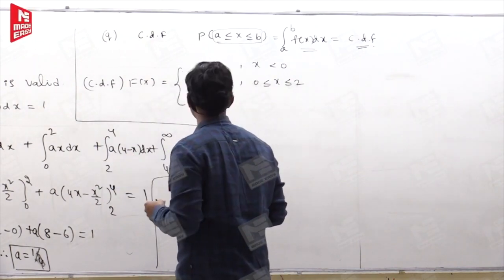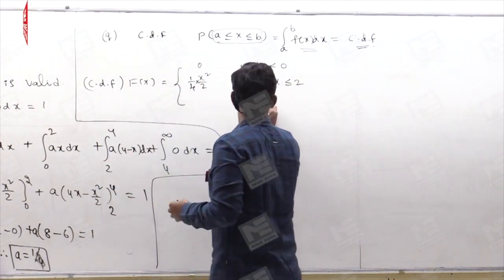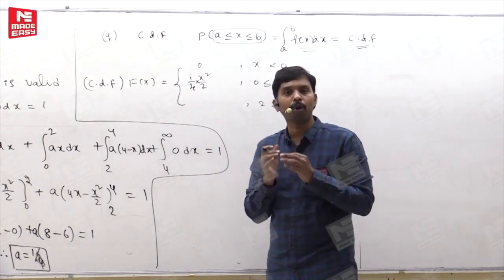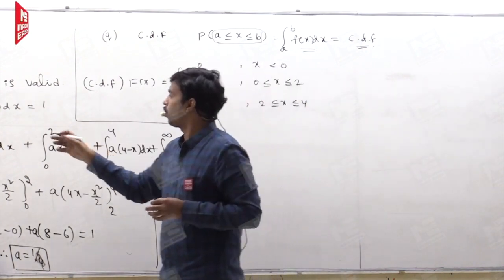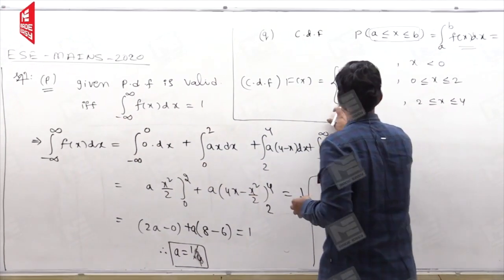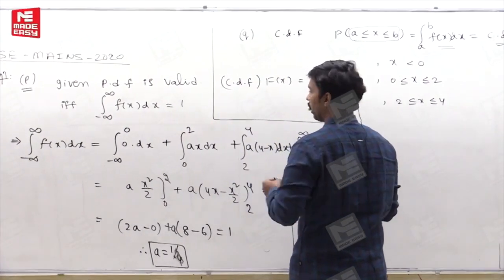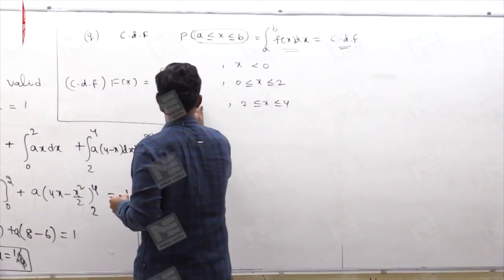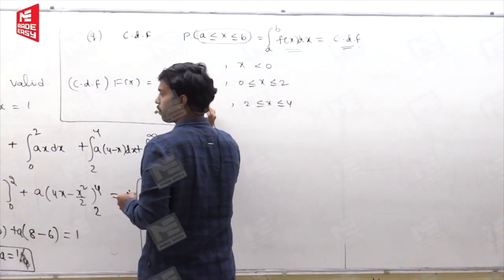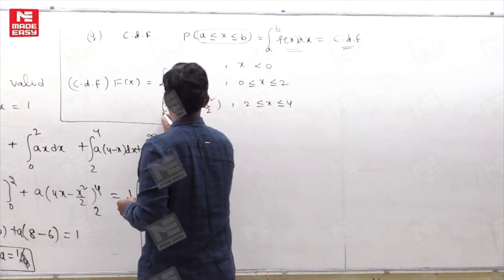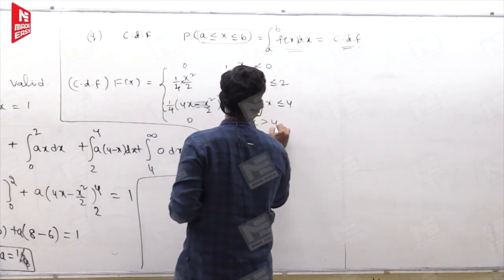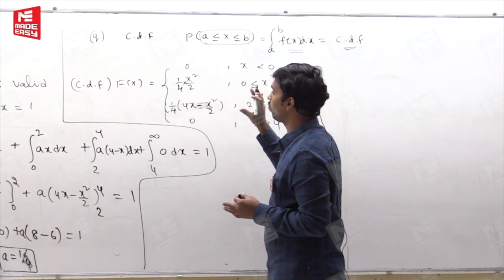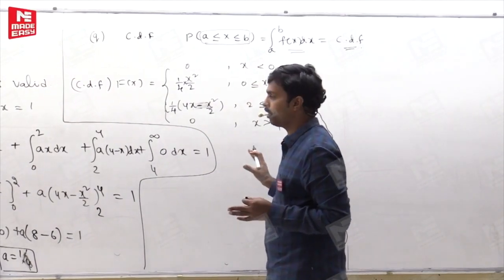Next, in the interval 2 less than or equal to x less than or equal to 4, to find the cumulative probability we need to integrate that function. By integrating, what you get exactly is 1 by 4 of 4x minus x square by 2. And the next one is 0 when x is greater than 4. So this is exactly the capital F of x, which is the cumulative distribution function.